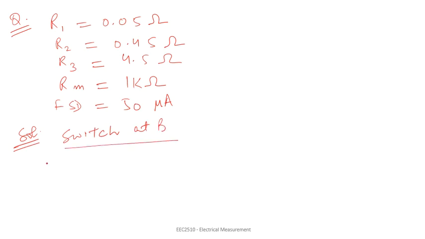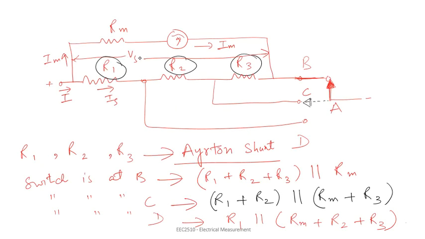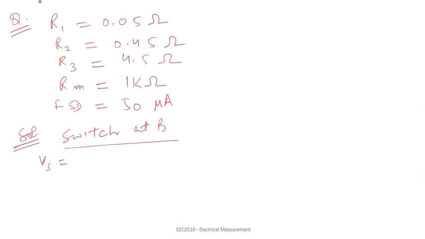In that situation the Vs, that is the voltage across the meter, is already shown here. So Vs will be equal to Im times Rm, that is 50 microampere multiplied by 1 kilo ohm. All these values are given to you. So this is 50 millivolt.